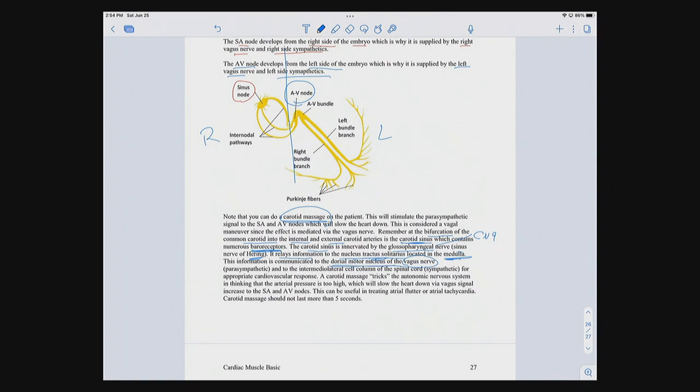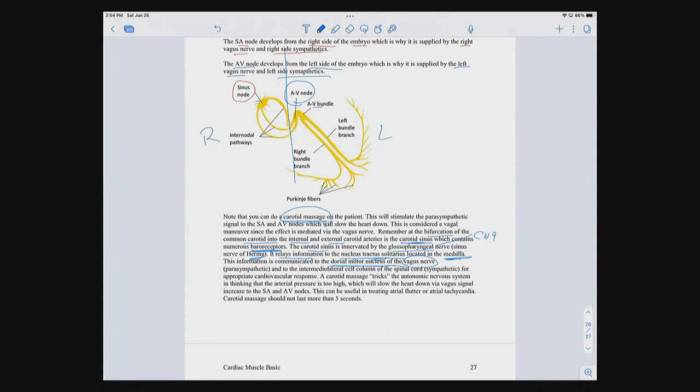The dorsal motor nucleus of the vagus is also a cluster of neurons sitting in the medulla of the brainstem. Those neurons are motor neurons, but they're motor neurons associated with the autonomics. So the neurons associated with the dorsal motor nucleus of the vagus will send their axons out, riding down the vagus nerve, and then will communicate to the AV node, SA node, and other areas of the heart as well.